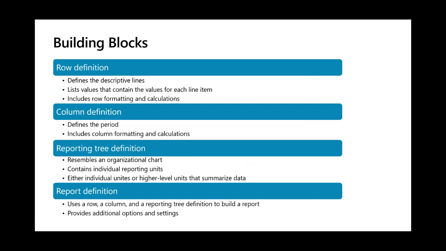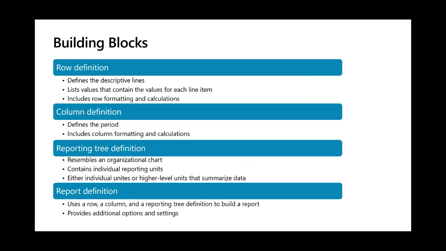And that's about building blocks. So a row definition defines the descriptive lines on the report. It lists the values that contain the values of each line item. It can include formatting and special calculation. So for example, a row can be just a value for a specific main account, or a row can be a calculation, a summary of some rows you have above, as an example. You can go complex if you like, that's for sure.